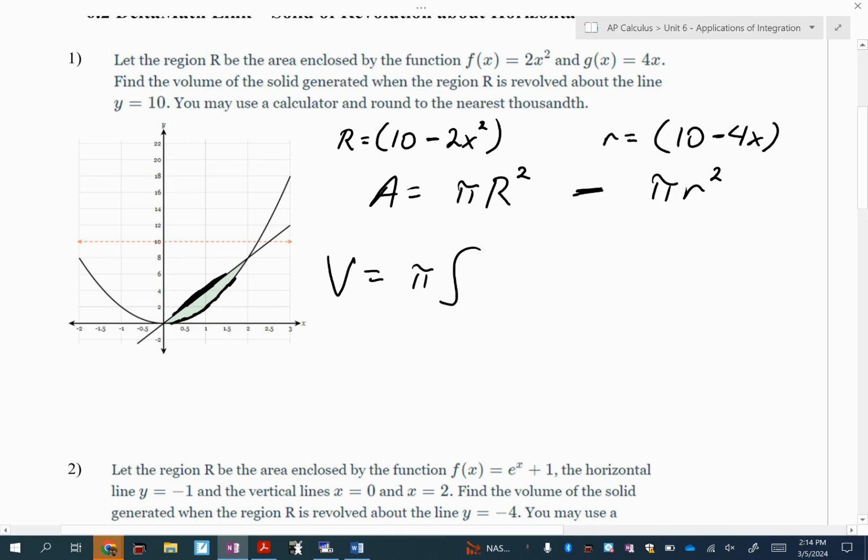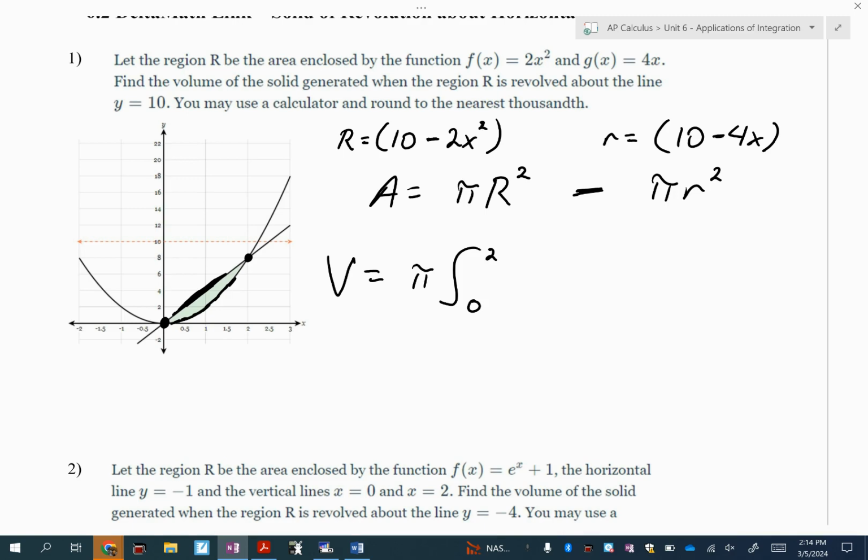This one actually gives you the limits of integration. If you look here, this is x equals 0. And what is that x point there where they intersect? 2. Very good. So 0 to 2. And then I'm literally just going to put in all of that area.